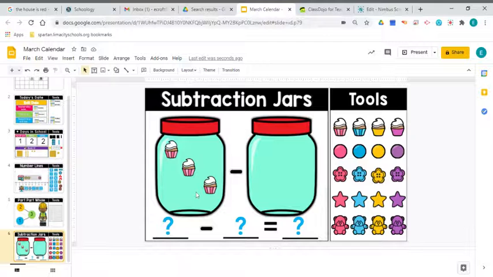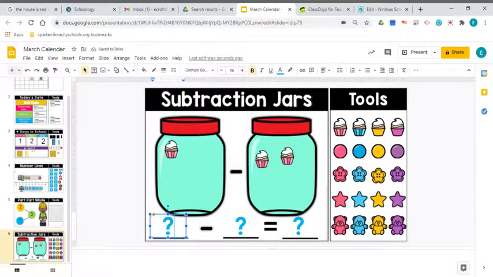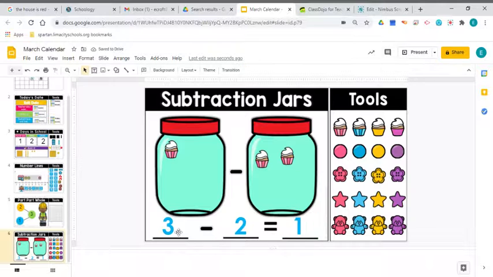All right, now I have three cupcakes, and I'm going to take away two cupcakes. How many cupcakes do I have left? So let's write this equation. I started with three cupcakes. I took away three cupcakes minus two. And so now how many cupcakes are left? Just one. So let's read this equation together. Three minus two equals one.